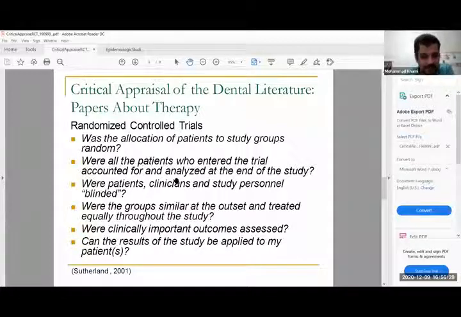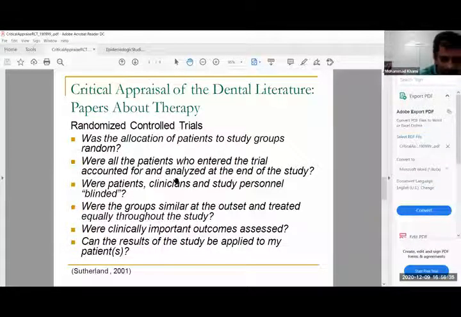And again, the maybe repetitive item in all checklists: can the results of the study be applied to my patients? This is something that we should judge and we should evaluate, and according to that decide whether or not we can use the results of this study in our clinical practice.